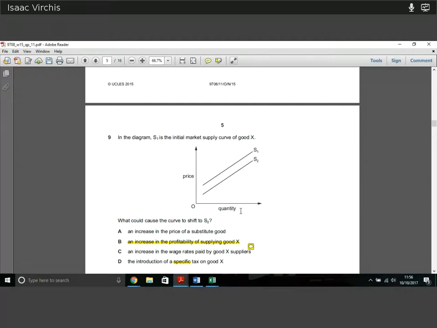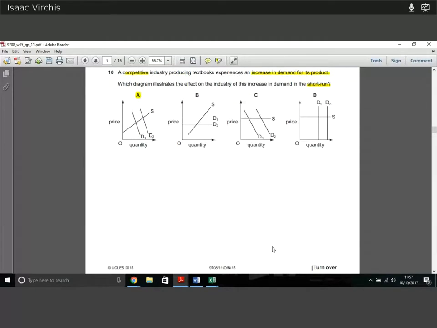And the reason for this would be, so an increase in the price of a substitute good, probably not. The increase in profitability of supplying X absolutely would, simply because it's now more profitable. Each unit is making more money, so you increase quantity at every price level because every unit of your goods is making more money. So even if the price falls, you're still going to produce as many because you're making more money.